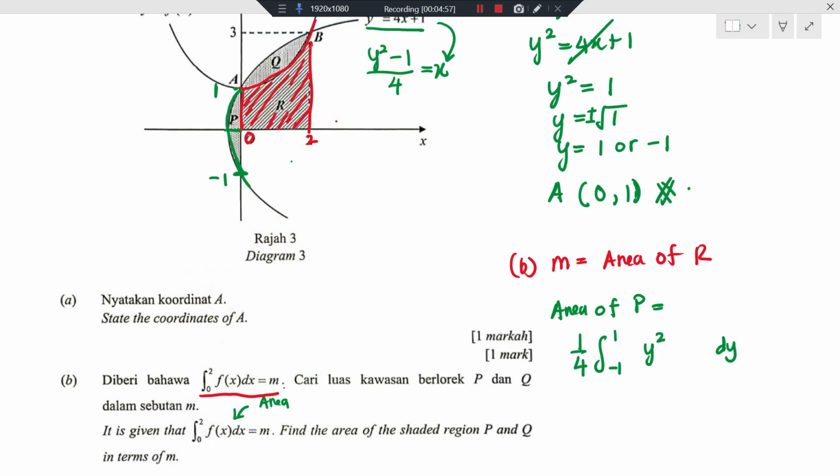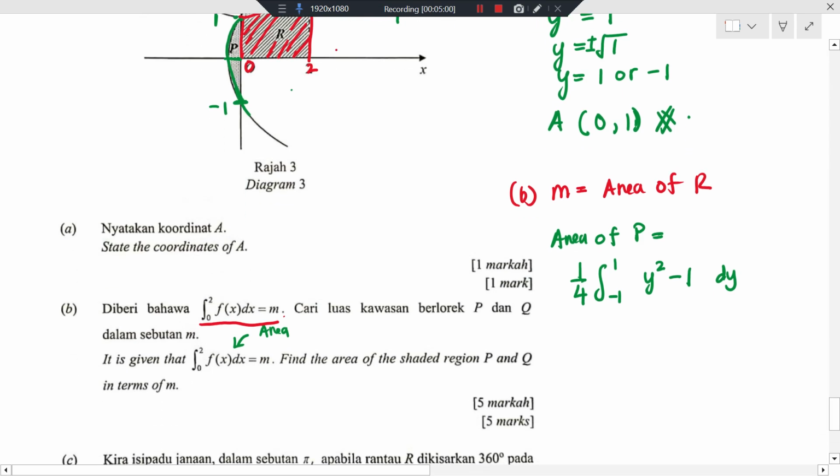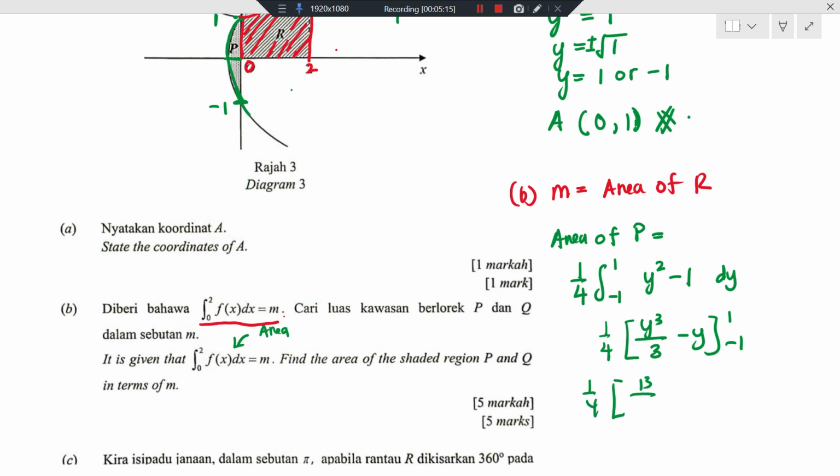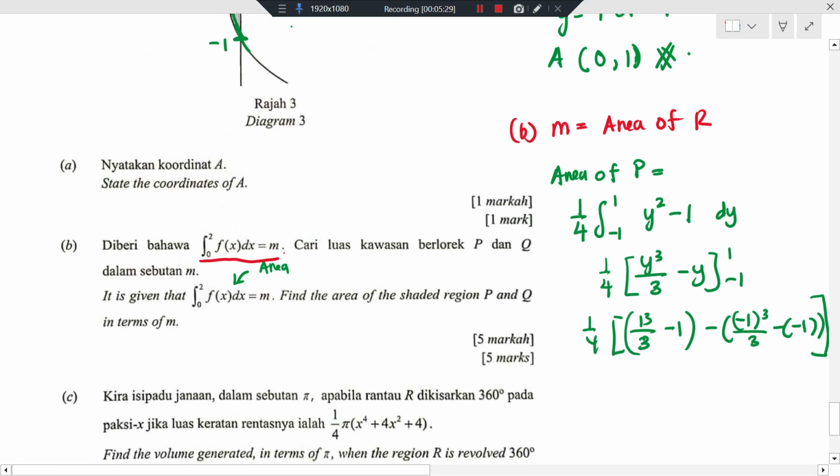So 1 over 4, so easy for you to see. So when you compute this, what do you get? y cubed over 3 minus y. And don't forget your 1 over 4 here, with limits 1 and negative 1. So 1 over 4 times (1 cubed over 3 minus 1) minus (negative 1 cubed over 3 minus negative 1). So many brackets, don't worry. You just need to use your calculator. Key this in your calculator.